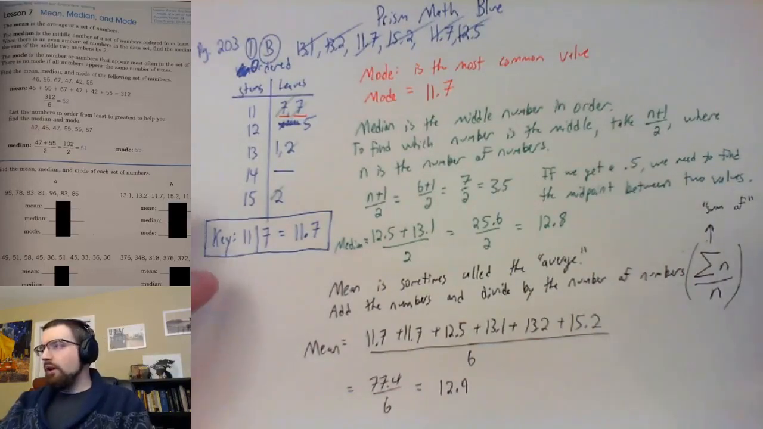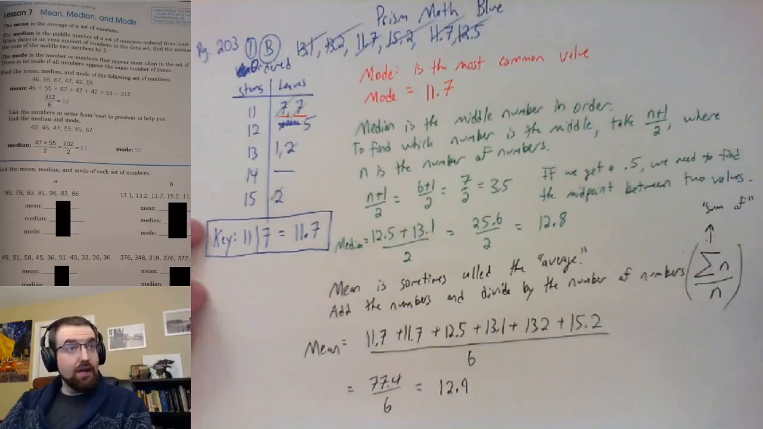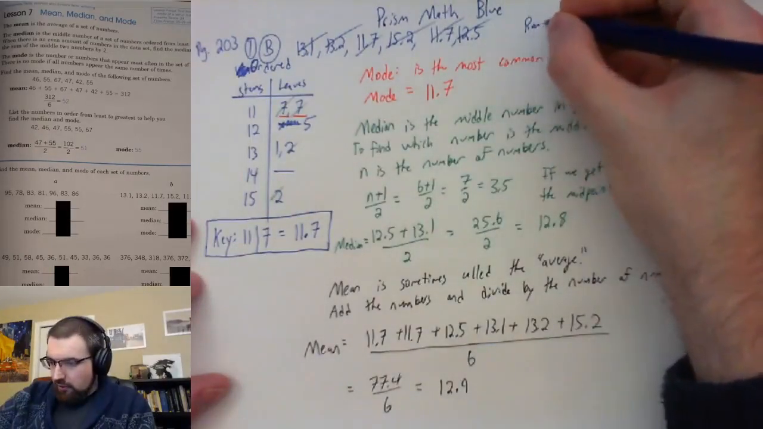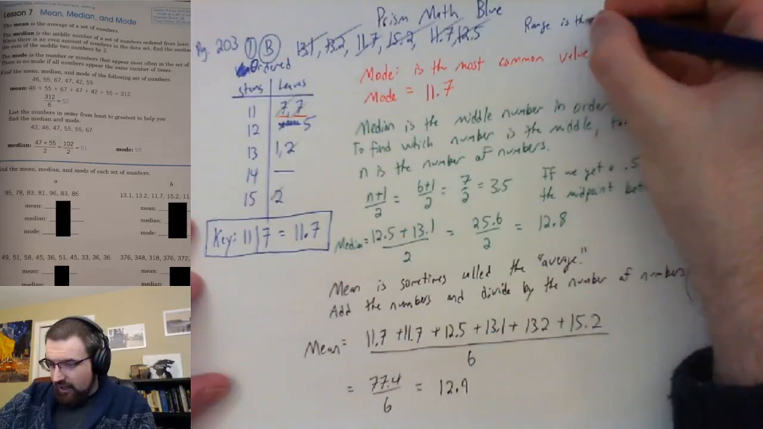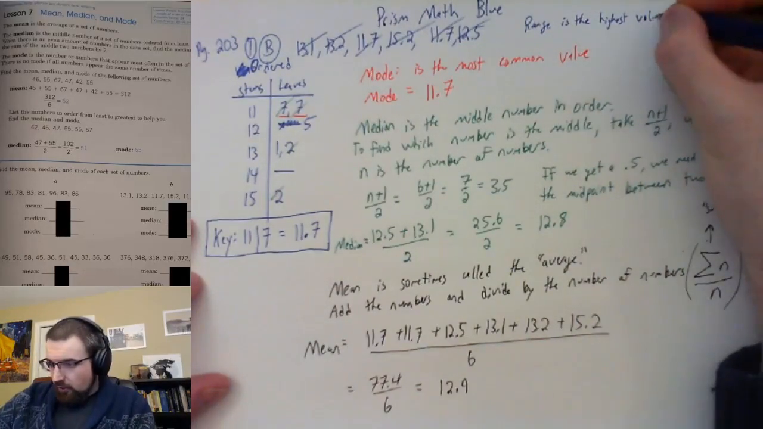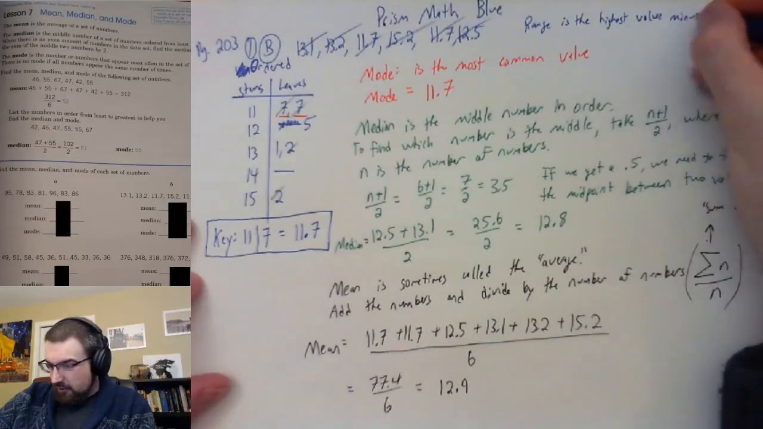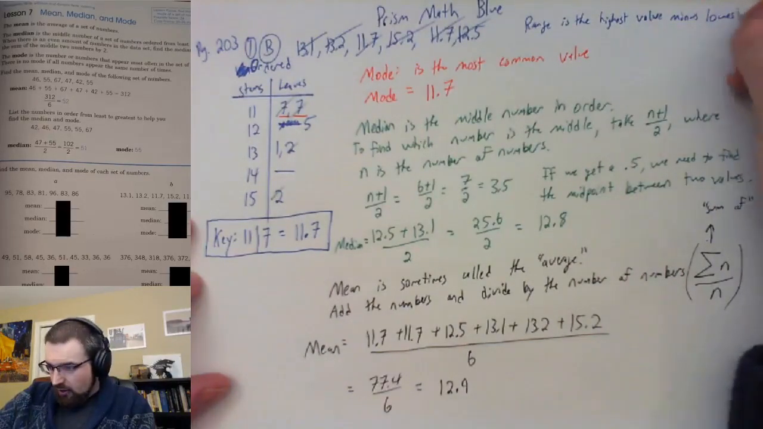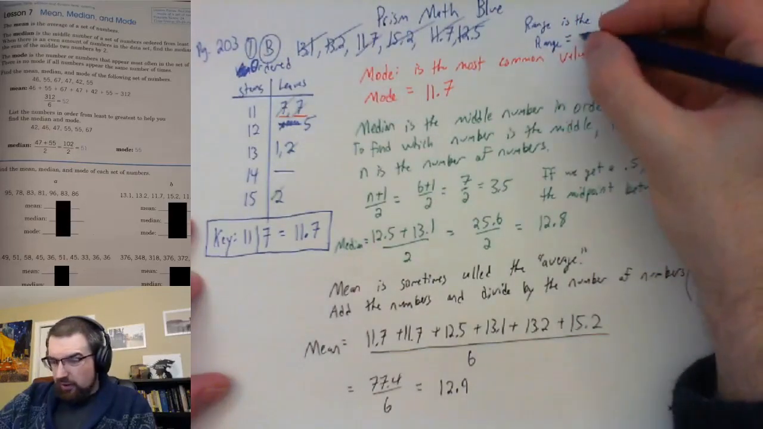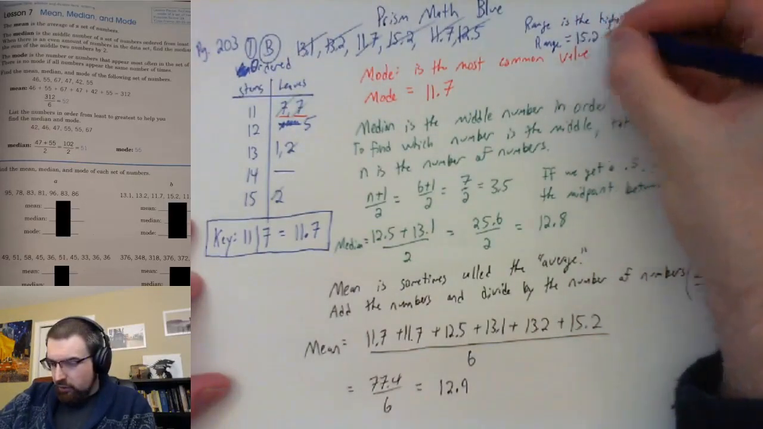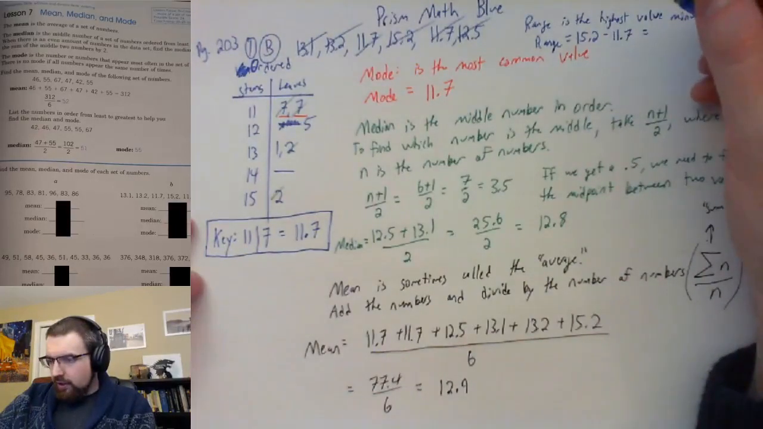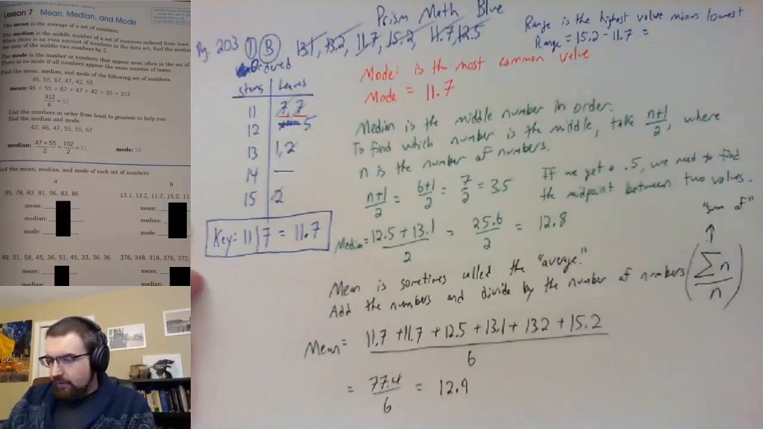There's one more part of central tendency, and you're not asked for it on this page, but it's the range. Range is just the highest value minus lowest, right? So here, range would equal 15.2 minus 11.7, right? And that's going to be, what is that, 3.5?